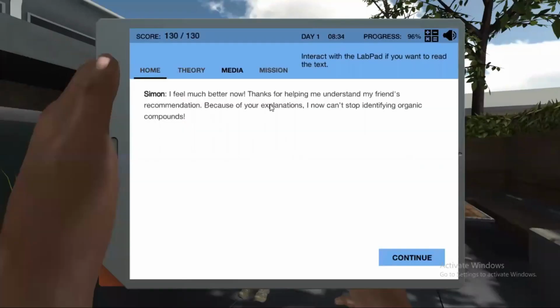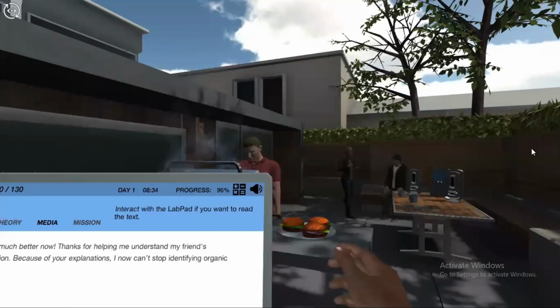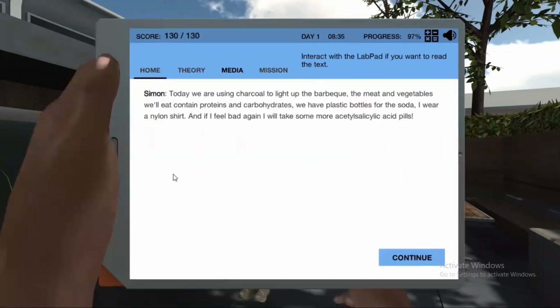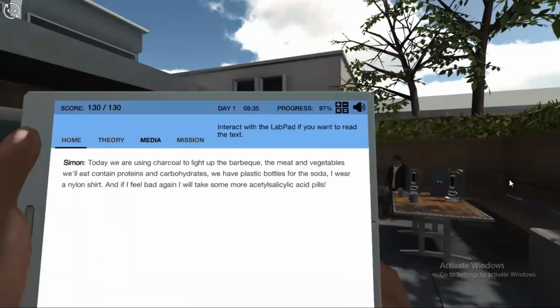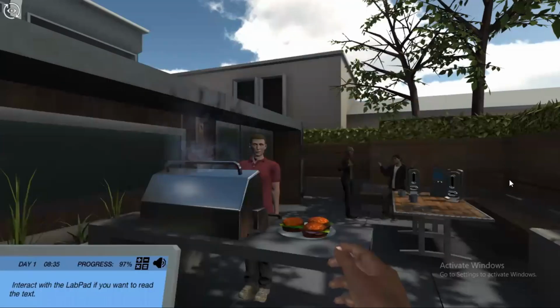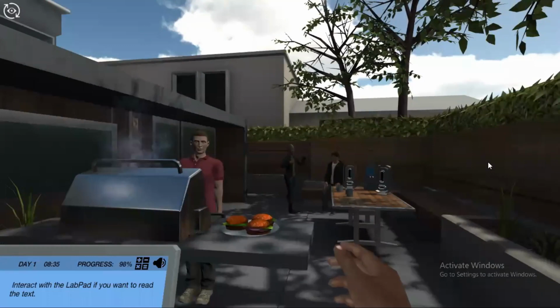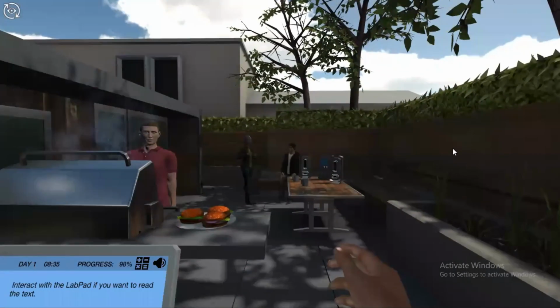I feel much better now. Thanks for helping me understand my friend's recommendation. Because of your explanations, I now can't stop identifying organic compounds. Today we are using charcoal to light up the barbecue. The meat and vegetables we'll eat contain proteins and carbohydrates. We have plastic bottles for the soda. I wear a nylon shirt. And if I feel bad again, I will take some more acetylsalicylic acid pills. Chemistry is everywhere. I can't wait to learn more about organic chemistry. It's so amazing.